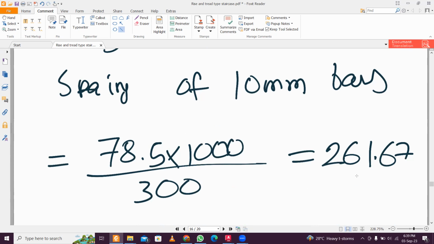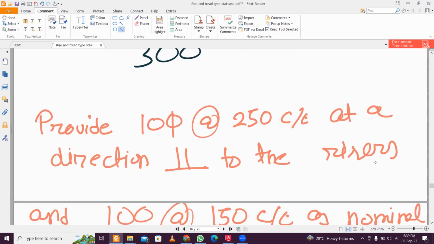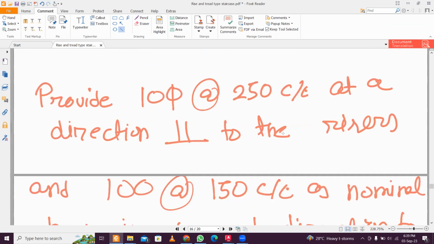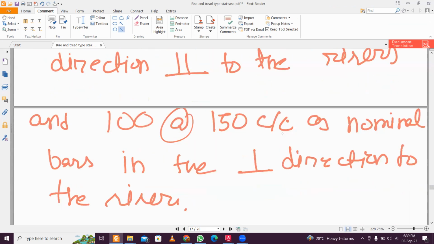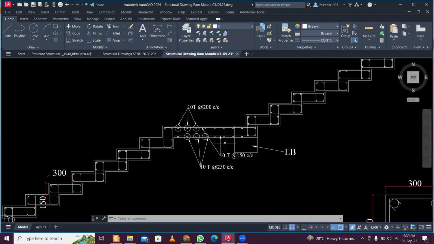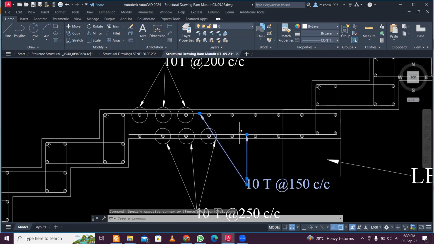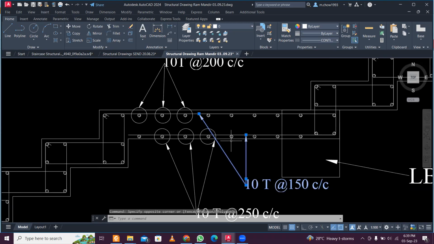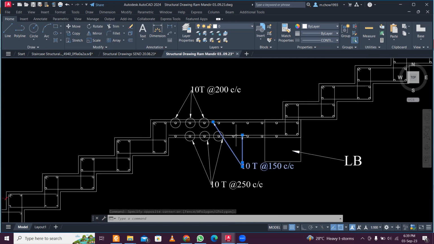So then we find the spacing of 10 mm bar, which comes as 261. So 10 mm phi at the rate 250 center to center parallel to the risers is given, and always perpendicular to the risers we give 150 mm center to center. This is nominal reinforcement. So this is not design, this is nominal. Okay, that's why we have given 10 T at the rate 150 center to center here. I can say nominal, and 10 T at the rate 250 center to center.